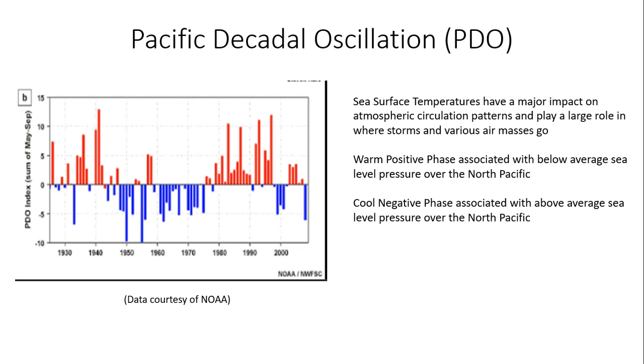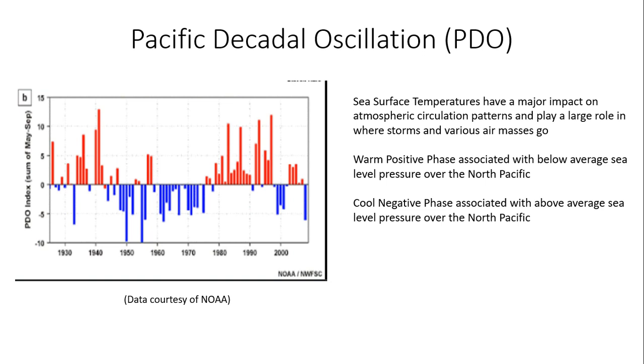Looking at the cyclical nature of the PDO, the red vertical bars above the zero line indicate the positive warm phases of the PDO, while the blue vertical bars dipping downward below that zero line indicate the negative or cold phase of the PDO. So taking a look at how this has changed, you can see many more blue bars from about the late 1940s right on through to the mid-1970s.